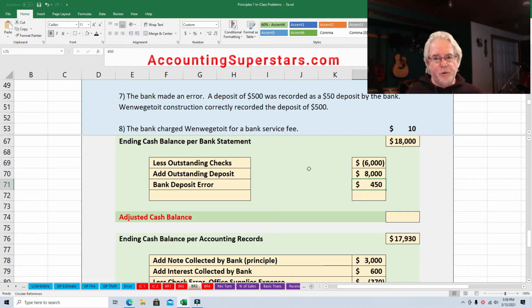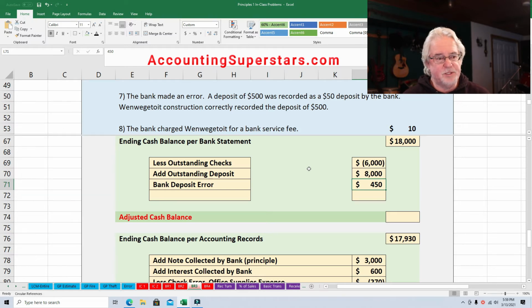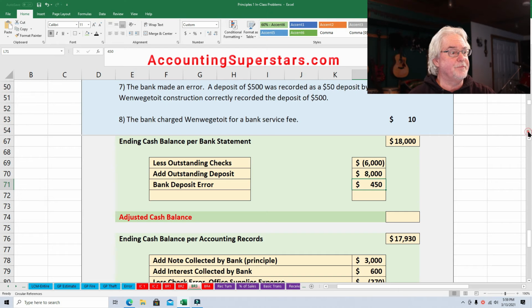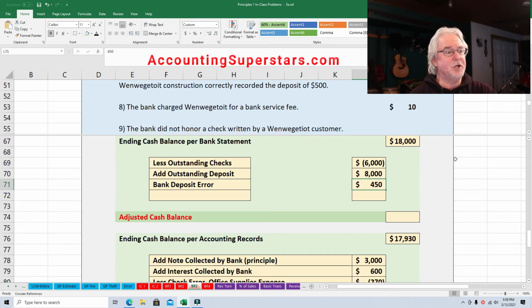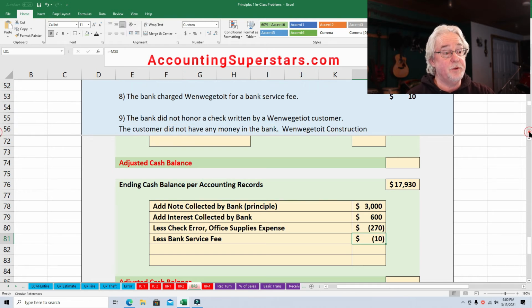Now, what'll have to happen here is we'll have to call the bank and make sure this error gets fixed and let the bank know. But let's just, for the sake of doing our bank reconciliation, let's add in that $450 right now so we can get the thing to reconcile. Number 8, the bank charged when we get to it for a bank service fee, $10. So let's put that down here. That's something that we didn't know till we got the bank statement, and it's for $10. We're subtracting, folks. Whenever the bank takes out money, that takes away from your cash.